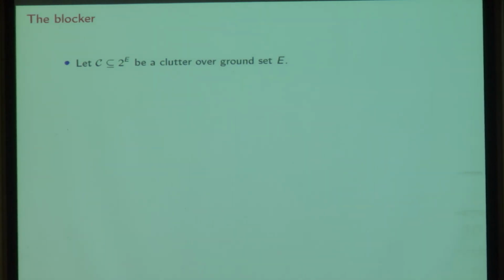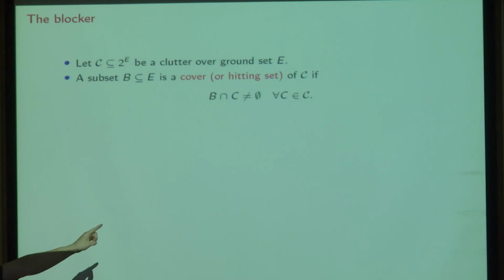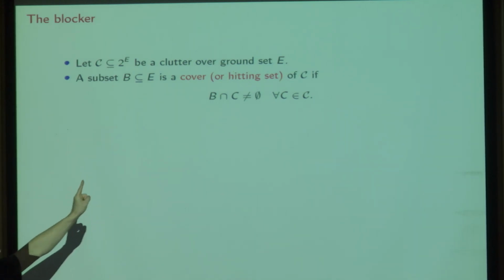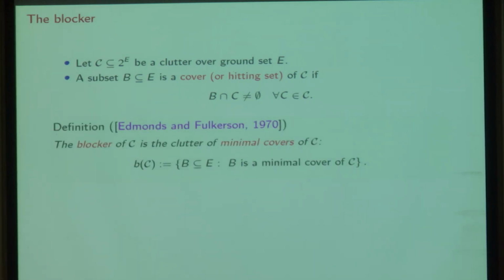So now I need to define another arbitrary notion. I have a clutter, and let's say I have a subset B that intersects every member in my family. Then it's called a cover, or in computer science, it's called a hitting set or a transversal. Now let me take all inclusion-wise minimal covers. Then that's called the blocker of this clutter C.